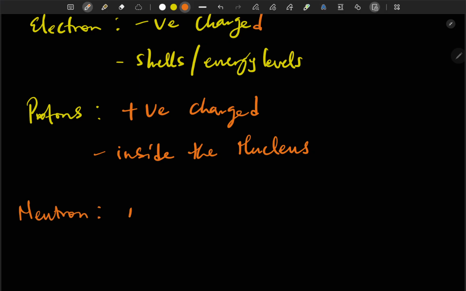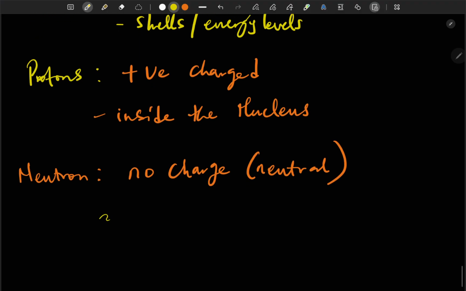The neutron has no charge. We can say it is neutral. It is neither positively charged nor negatively charged. It is neutral, and it is also present inside the nucleus of an atom.